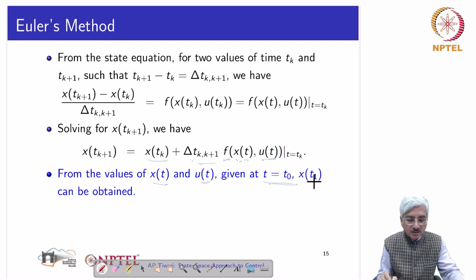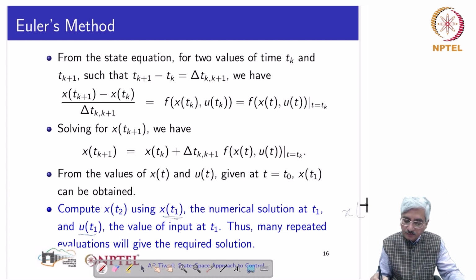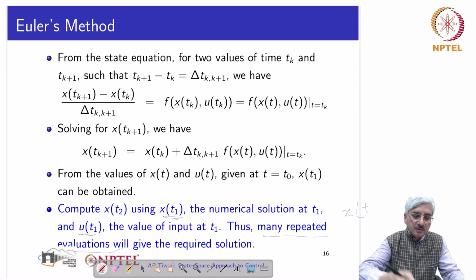and we can obtain the solution x t1. Having obtained x t1, and knowing the input is given at instant t1, from knowledge of u t1 and from the numerically computed value x t1, one can obtain x at time instant t2. And in this manner one can obtain x t3, x t4, etc. Thus, in many repeated evaluations, we will get the required solution. This is Euler's explicit method.